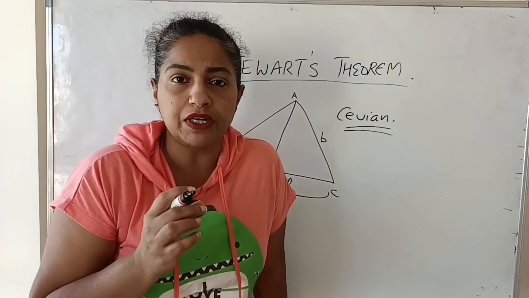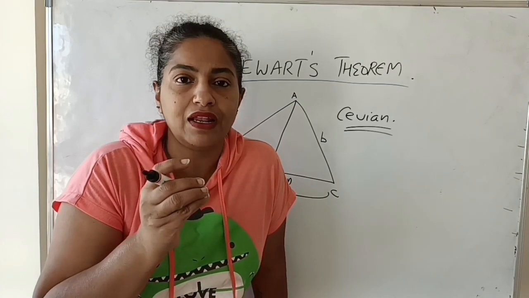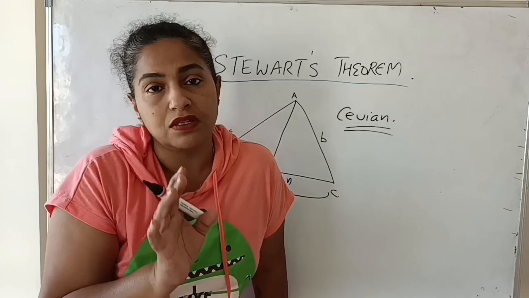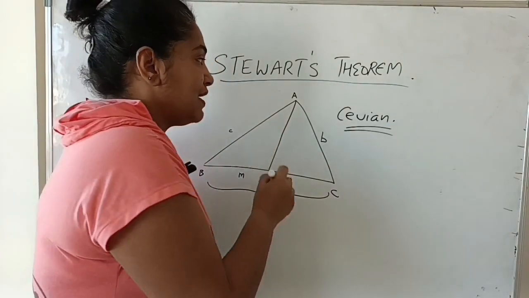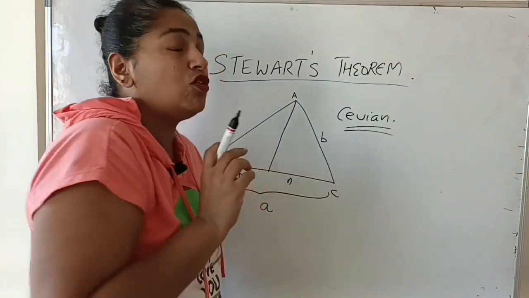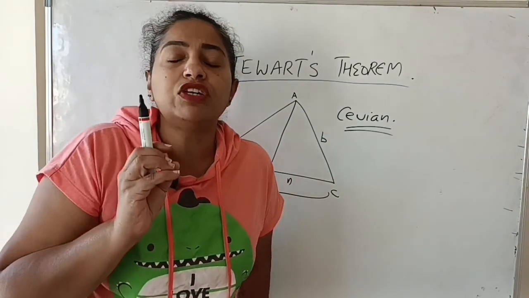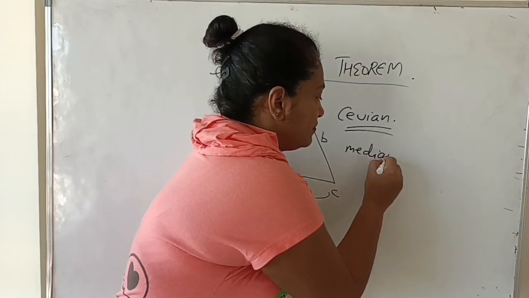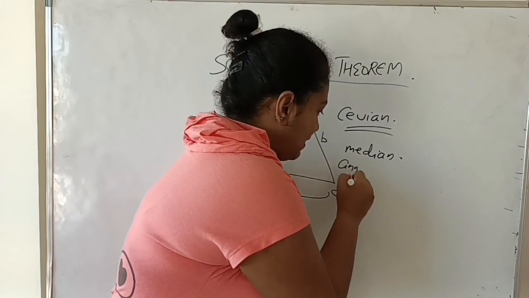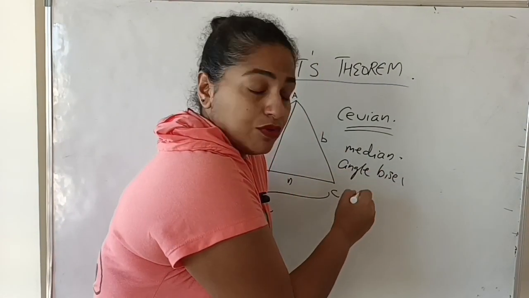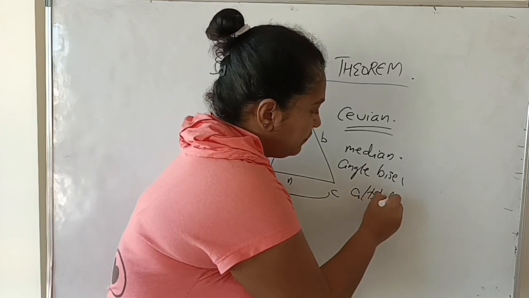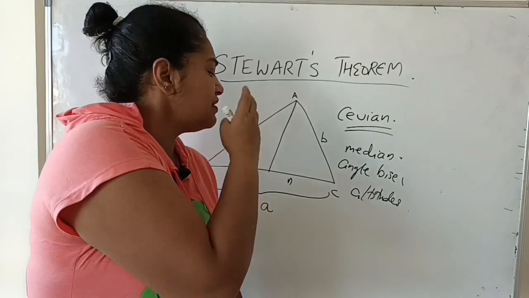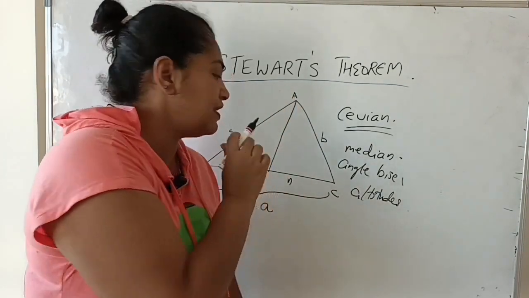I hope you have come across this particular word. If you have not, a cevian is a line that intersects a triangle's vertex and the side opposite the vertex. Okay, so this line is intersecting the vertex A and the side opposite the vertex, BC. Now can you tell examples of cevian lines? You have something called a median. You have angle bisector. You have altitudes. These are all examples of cevians. Now, in this particular diagram, this is a random cevian which is drawn from the vertex A to BC.